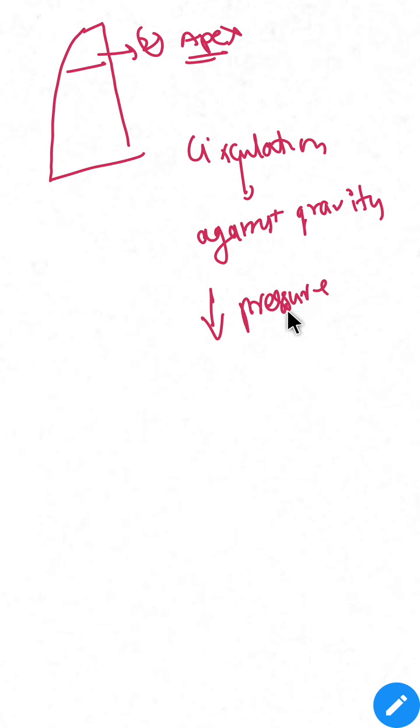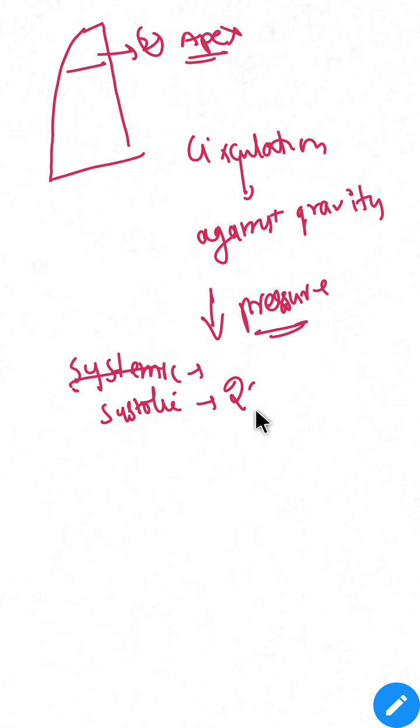Let's see how much the pressure drops. Systolic pressure in pulmonary circulation is usually 25 mm of Hg. This drops by 15 mm. So the systolic pressure becomes 10 mm of Hg.